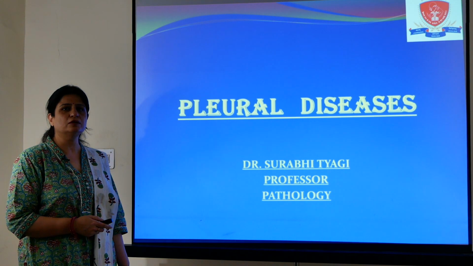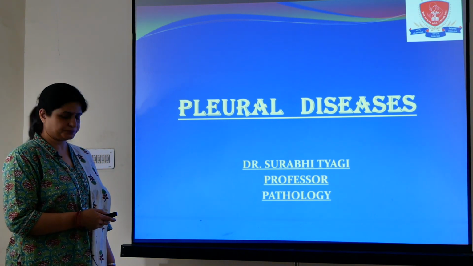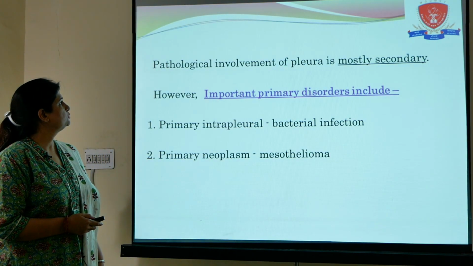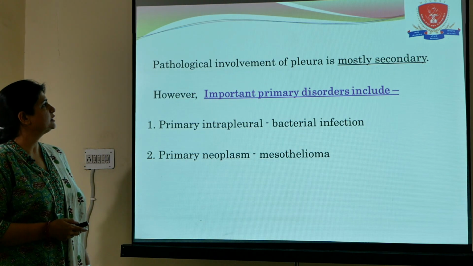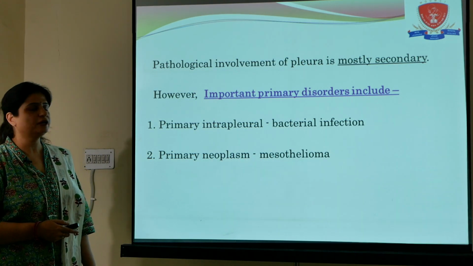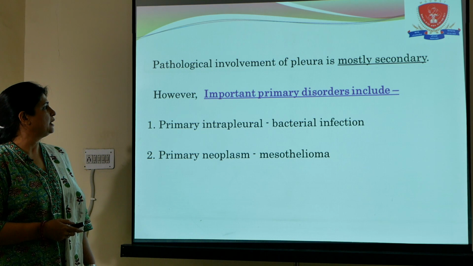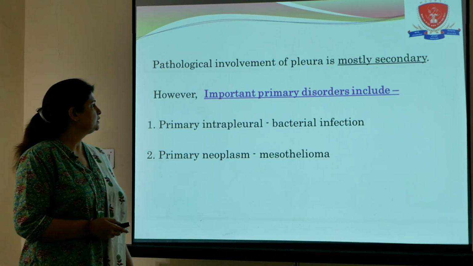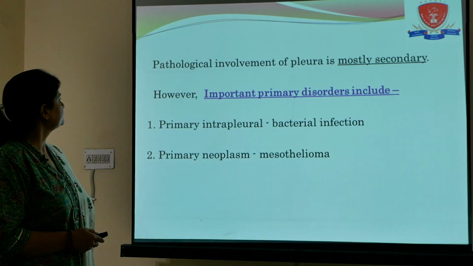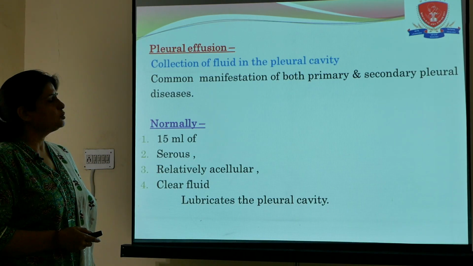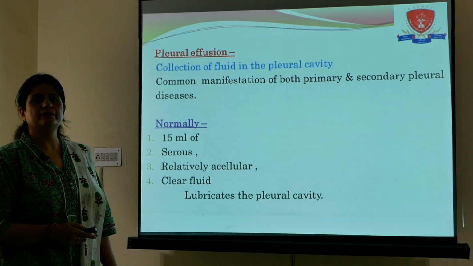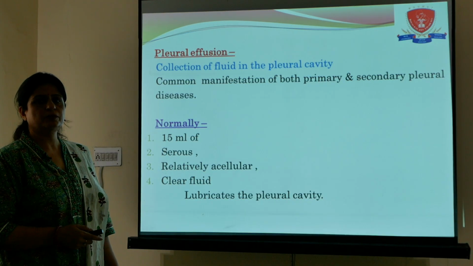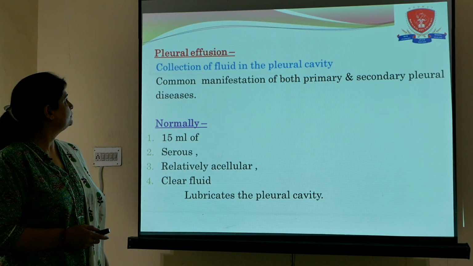Today I'll be talking about pleural diseases. Pathological involvement of the pleura is mostly secondary. However, there are a few primary causes also, and the most common of them are bacterial infection and a neoplasm, which is mesothelioma. The most common manifestation of both primary as well as secondary disorders of the pleura is pleural effusion.